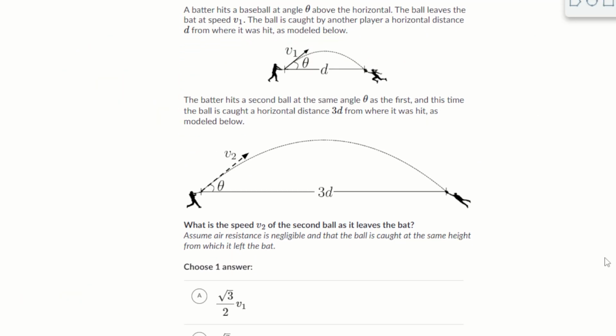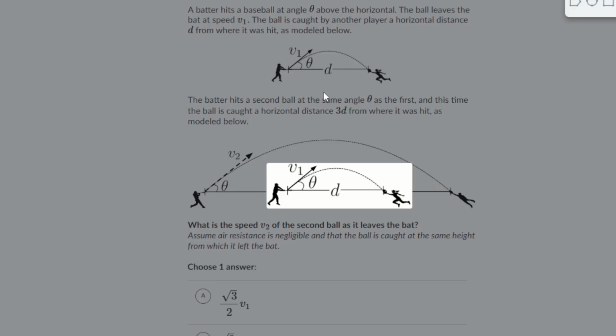Alright, question 6. A batter hits a baseball at an angle theta above the horizontal. The ball leaves the bat at a speed v1. The ball is caught by another player at a horizontal distance d from where it was hit.